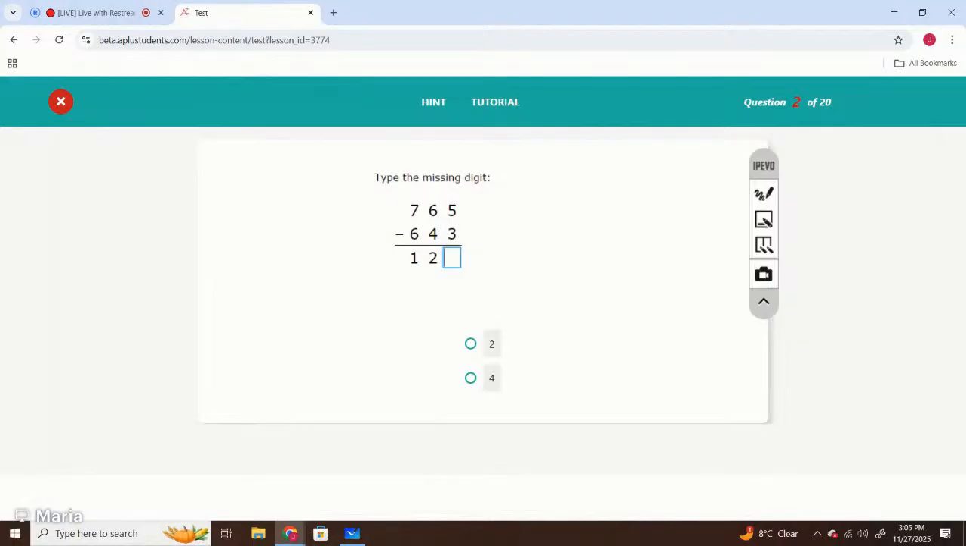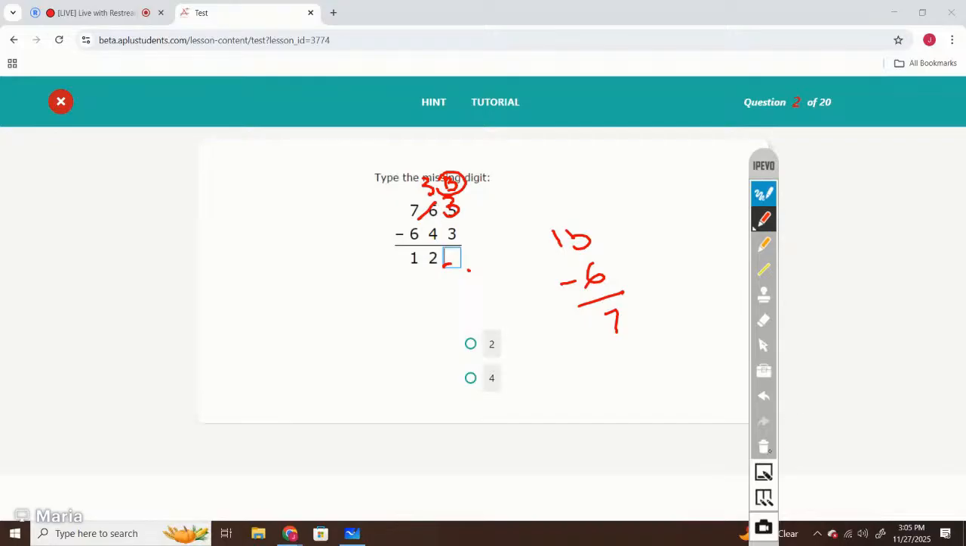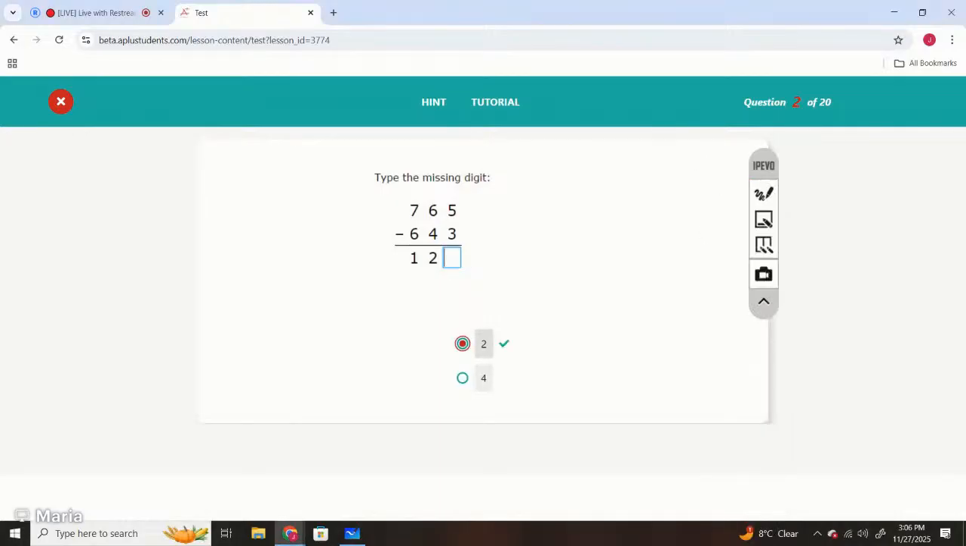Type the missing digit. So start subtracting from the ones digit. 5 take away 3 is 2, so the missing number is 2. The correct option is option number 1, that is 2.